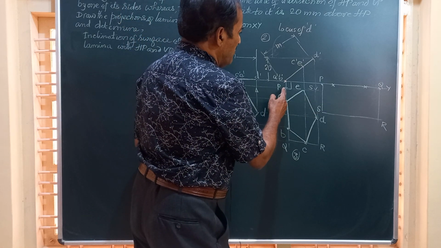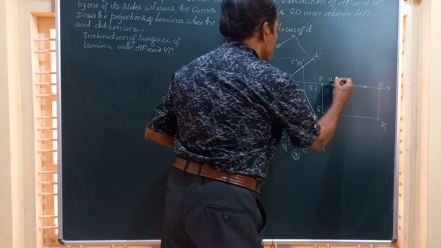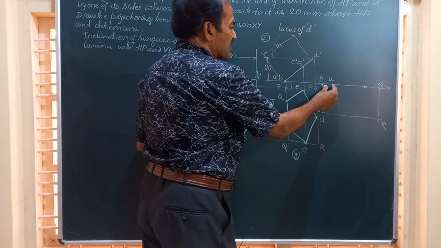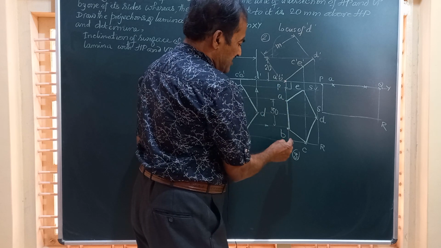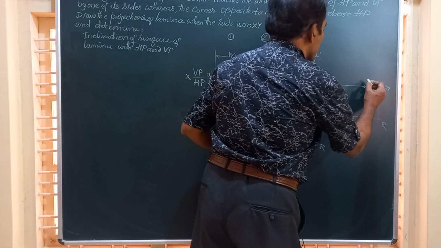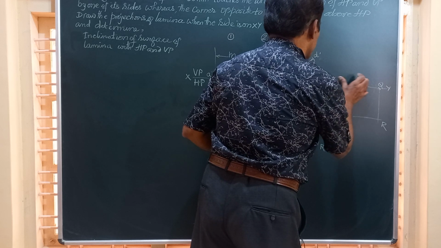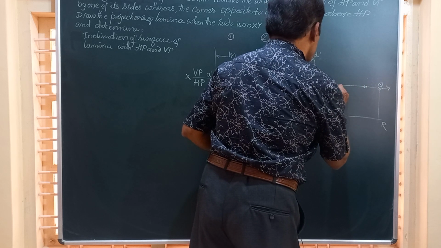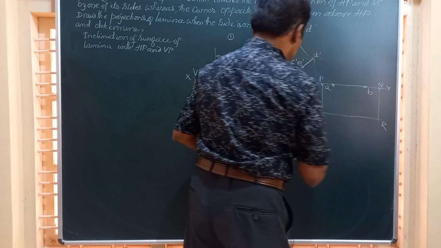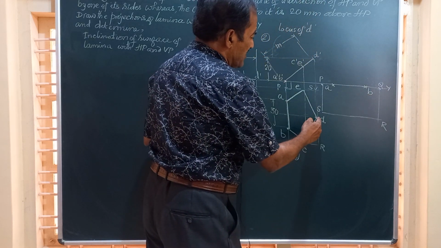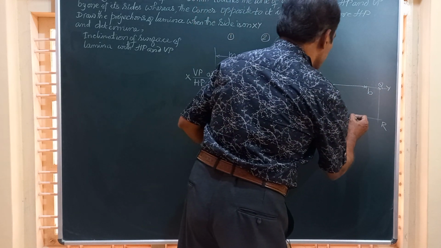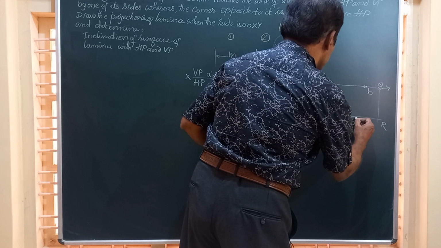Friends, I have marked point A taking this distance. PA is equal to this. PA is equal to QB. This is Q and this is point B. I will mark it as A and B here. This is A and this is B. Exactly in the center of AB, on the other end you get D. Suppose say this point is D.